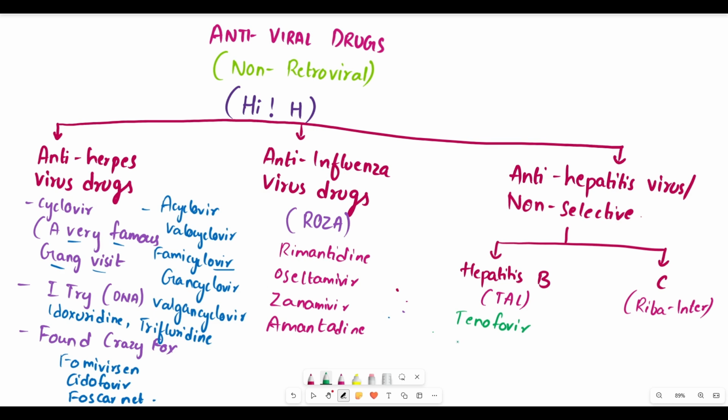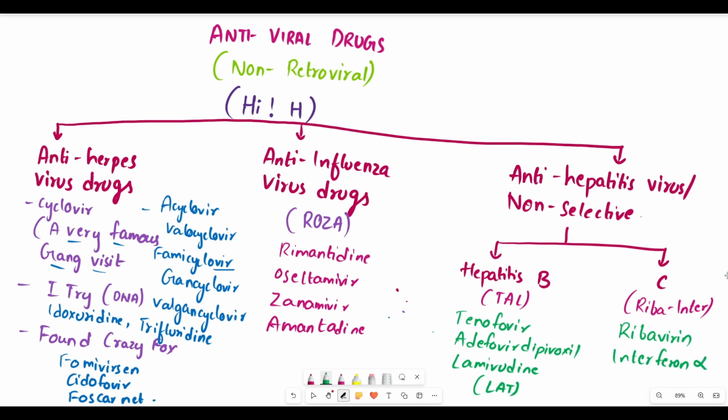So here, hepatitis B drugs, T means it is tenofovir. A means it is adefovir. This is also called adefovir dipivoxil. L means it is lamivudine. So either remember it as TAL or remember it as LAT. Hepatitis B, LAT. And for hepatitis C drugs, just two simple examples. RIBA means it is ribavirin. Inter means it is interferon alpha. That's it, and this classification is done.